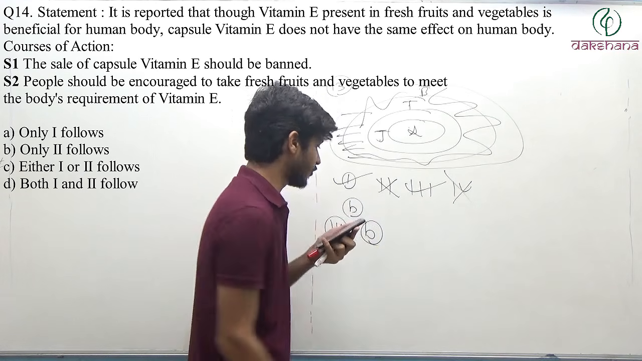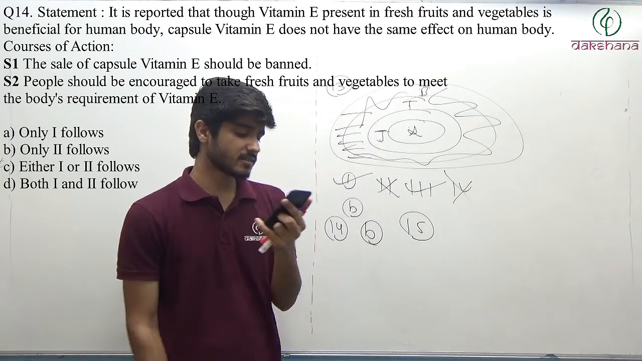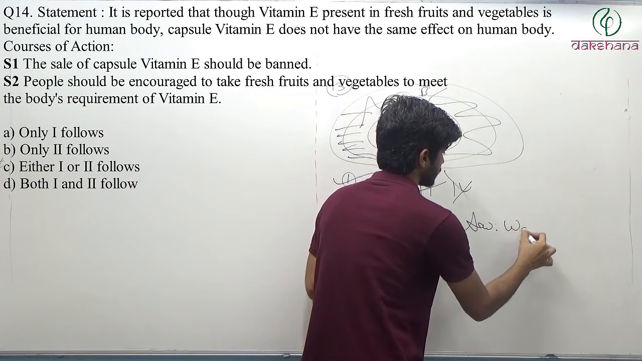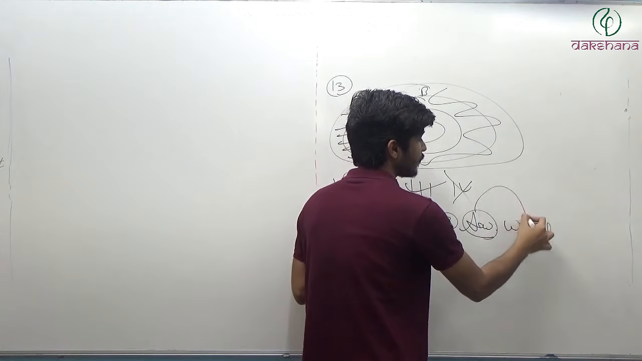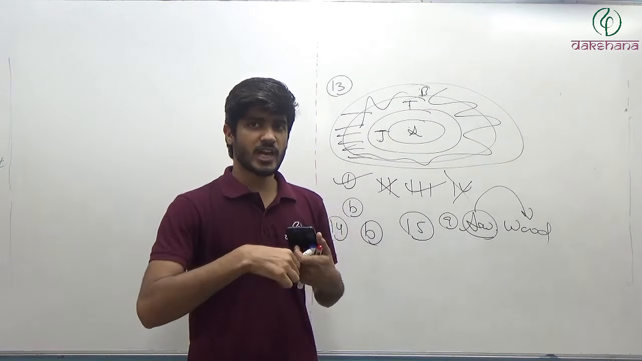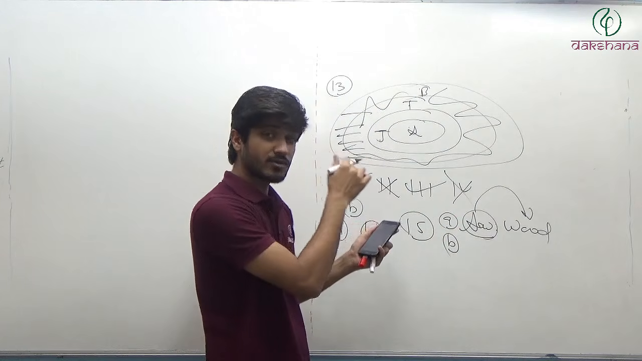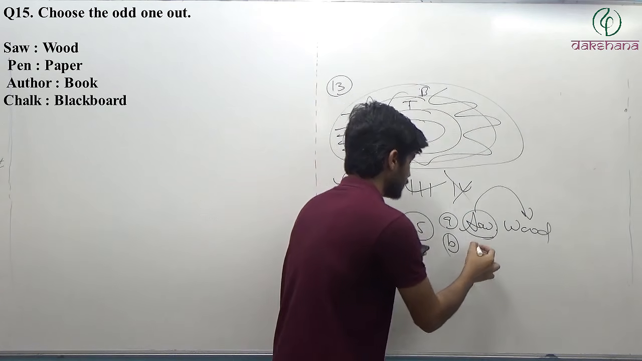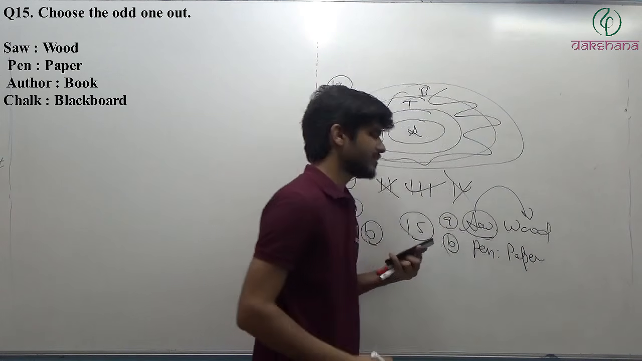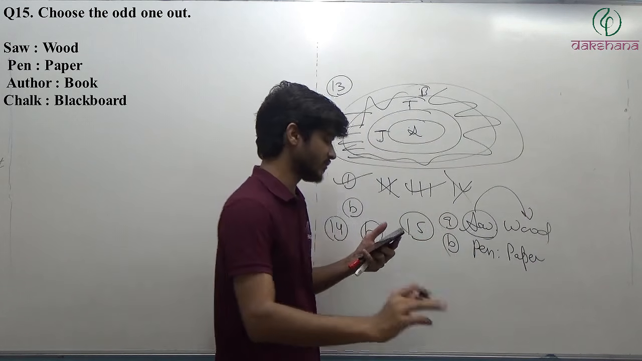Moving forward to question number 15, which is odd one out. The very first option is saw and wood. A saw is basically a tool for cutting the wood. So in order to cut the wood, you have a hand tool, and with the help of it, you cut the wood. Okay, fine. Option B, we have to find the odd one out. Option B is pen and paper. With the help of the pen, you write on the paper. With the help of the saw, you cut the wood. Fine, it's making sense so far.